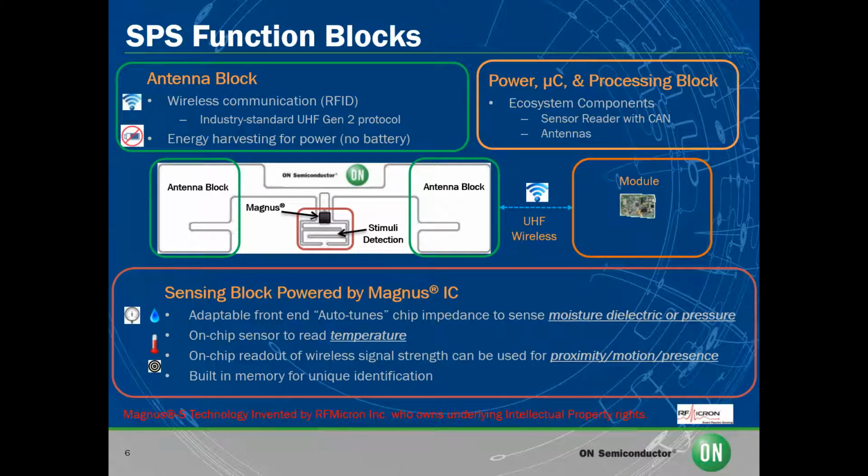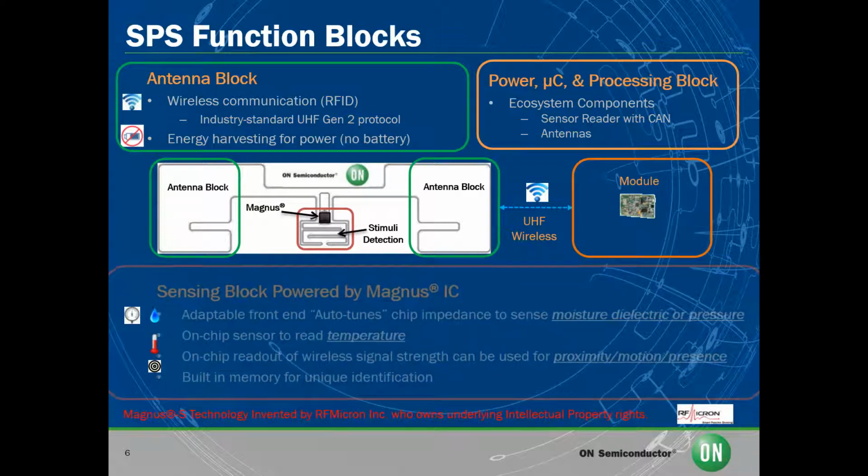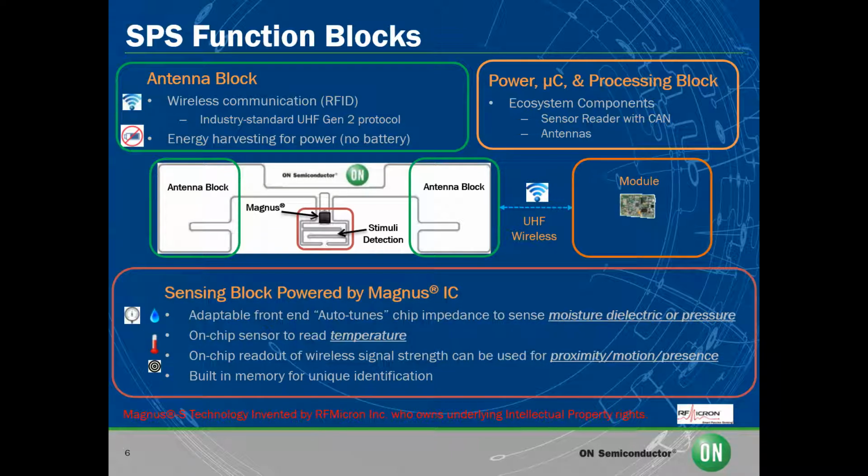Here is a more in-depth schematic of the SPS. You can see that the antenna block on either side controls the wireless RFID communication and energy harvesting. The sensing block, powered by Magnus, is in the middle of the sensor where the moisture, temperature, proximity, and in our case, for this example, the pressure sensing takes place. The antenna block then sends the collected data wirelessly to the module and processing block where the data is interpreted by the sensor reader and analyzed.